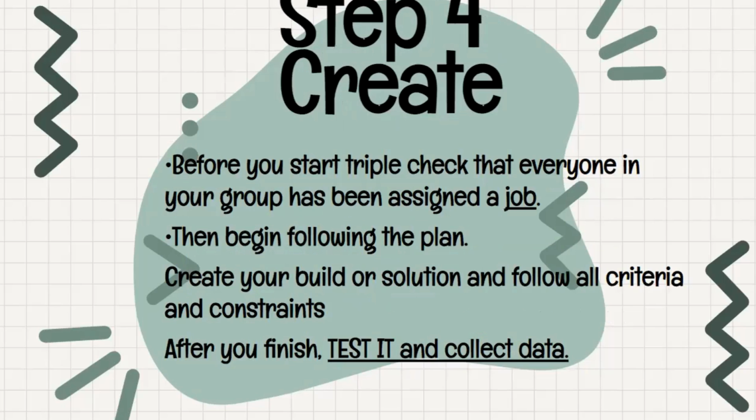Remember, the first one of these is create. This is where you get to have some fun. So before you start, triple check that everyone in your group has been assigned a job. This will help your group run smoothly. Then begin to follow the plan. Create your build or solution and follow all criteria and constraints. After you finish, if it involves testing, you might test it and then collect the data.